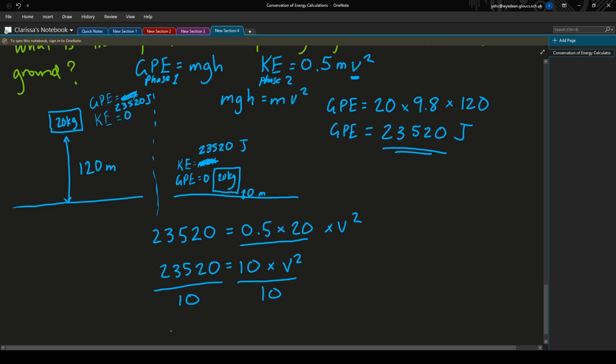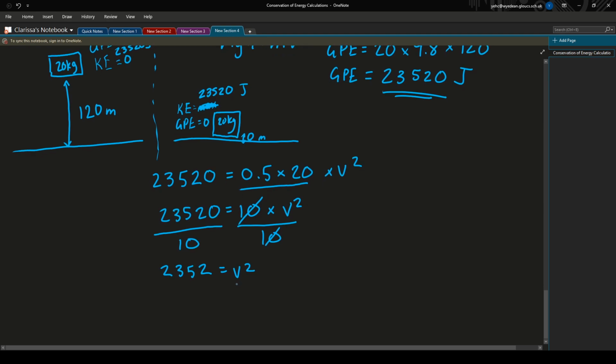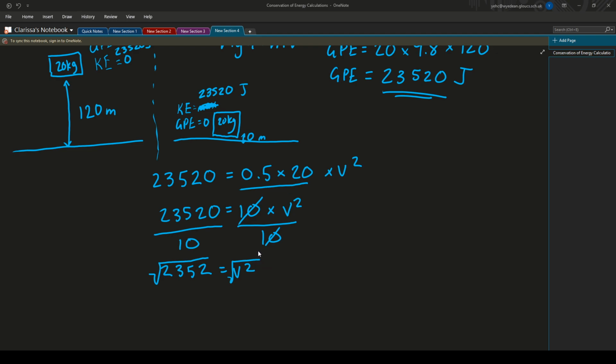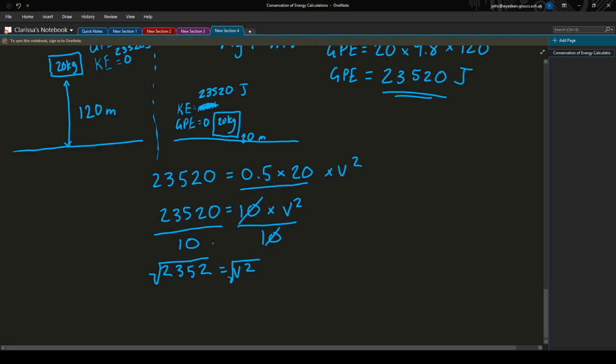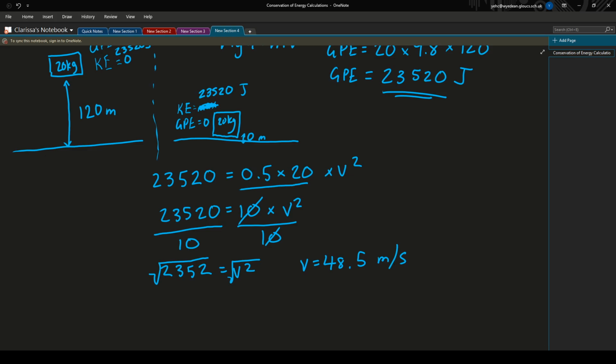So it would have been 2352 is equal to v squared because those two tens cancel. And then I square root it at the end because I want v, not v squared. Some students forget to do that step. So 2352 square rooted would have been 48.5 when it's rounded. So v is 48.5 meters per second. That means right before the package hit the ground, it had a speed of 48.5 meters per second. Hopefully we're happy with that.